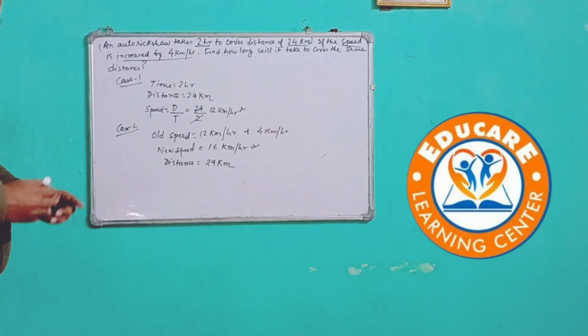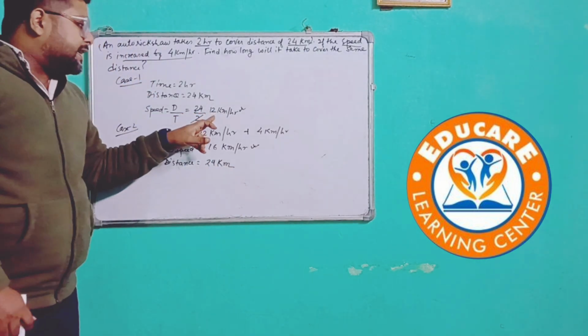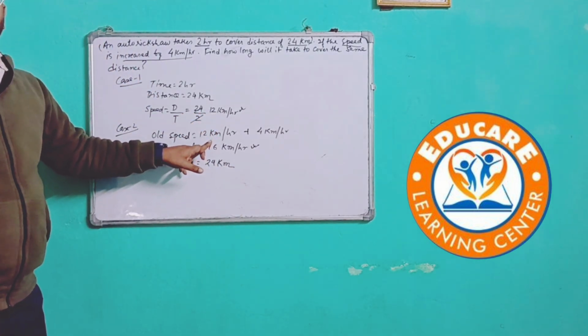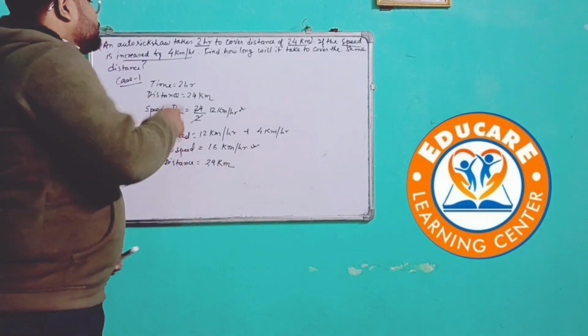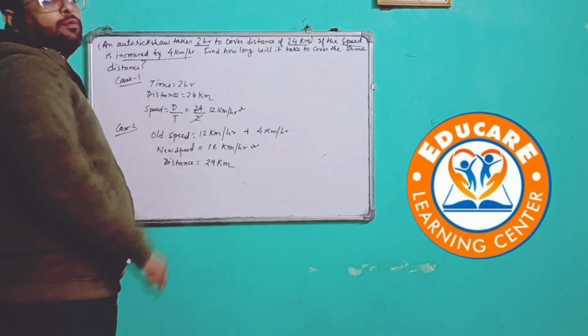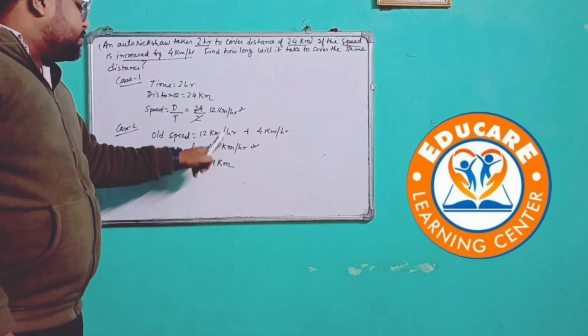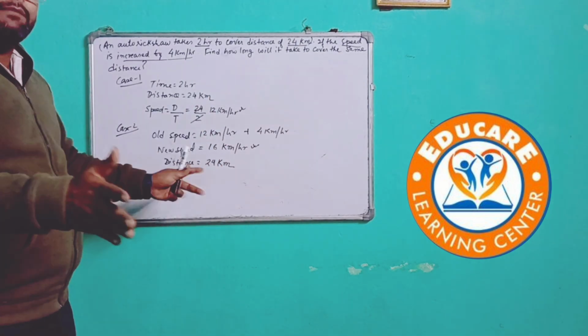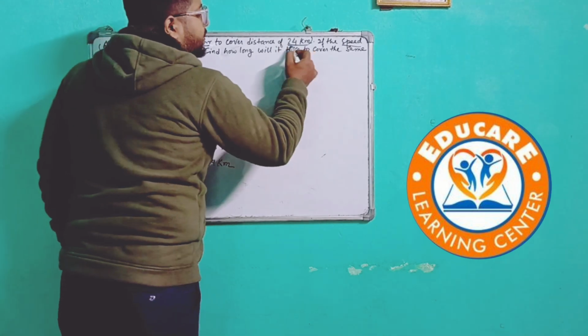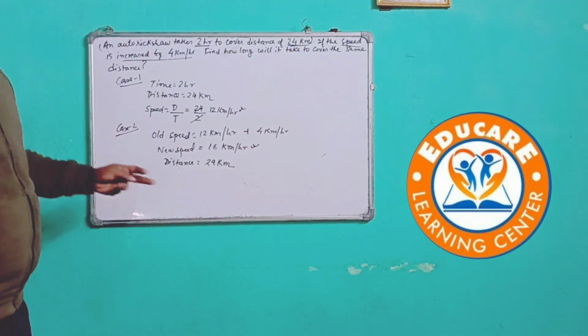Just pay a bit of attention. The speed that we got in case 1 was 12 kilometers per hour, and they have said to increase the speed by 4 kilometers per hour. So 12 plus 4 is 16 kilometers per hour, and you need to use this speed in order to cover the same distance, that was 24 kilometers. So you need to find the time.